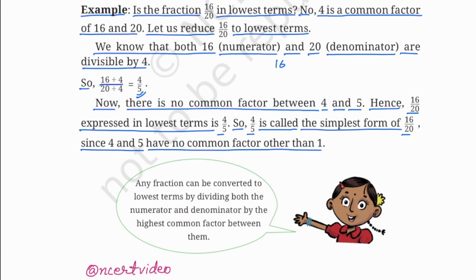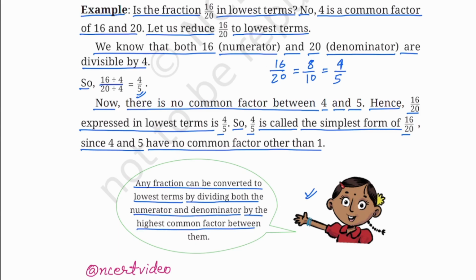Another way of doing this, just divide by 2 as they are even. You will get 8 upon 10. Again by 2, you will get 4 upon 5. This means any fraction can be converted to lowest terms by dividing both the numerator and denominator by the highest common factor between them.